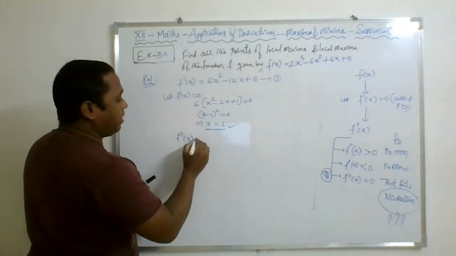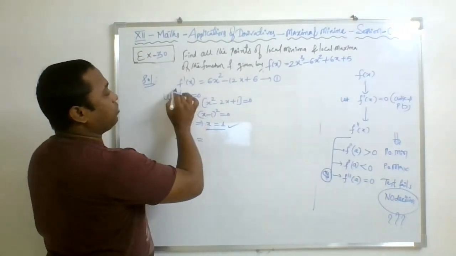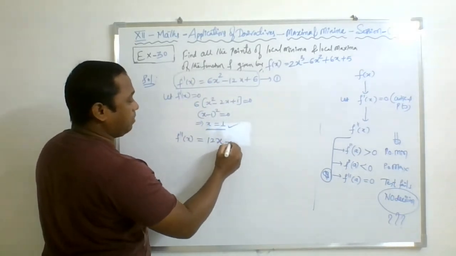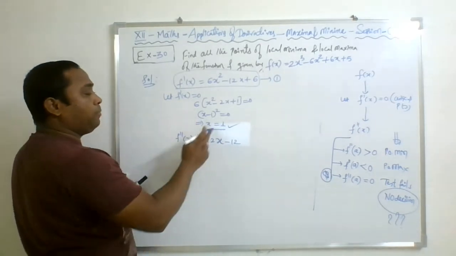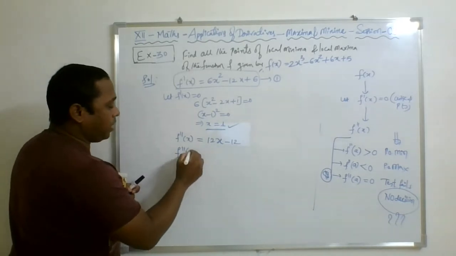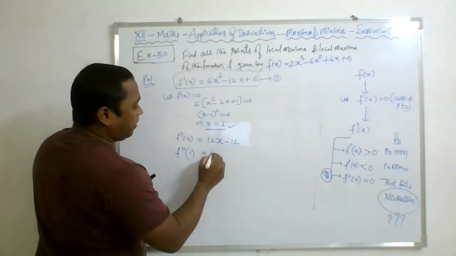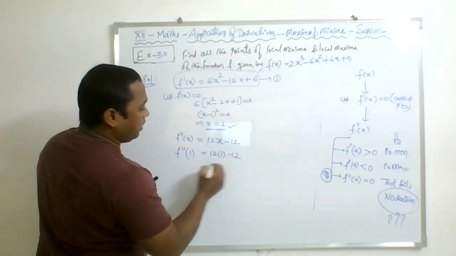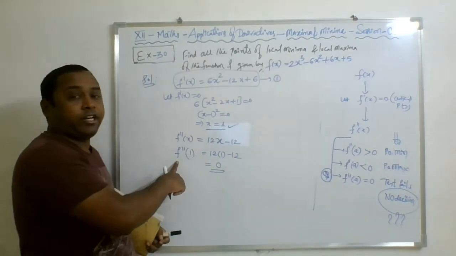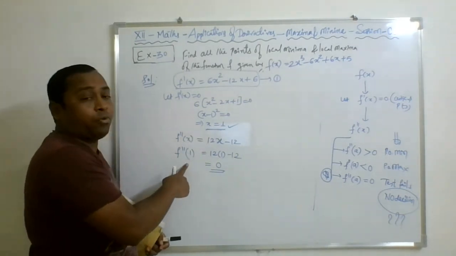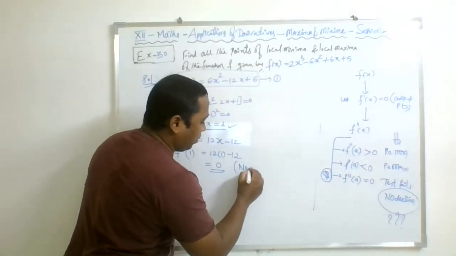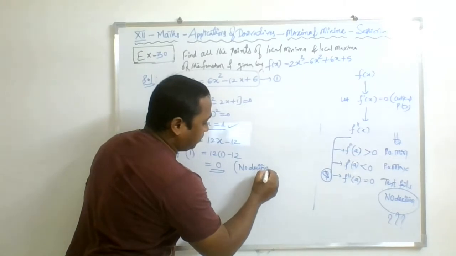So first, what is double derivative? It means we need to do the derivative of this function again. It will give 12x minus 12. Then we'll put this turning point in the double derivative, that is f double dash of 1. So it will give what? 12 into 1 minus 12. It becomes 0. So the double derivative value at this turning point is 0. So what we called it as, no decision is taken.